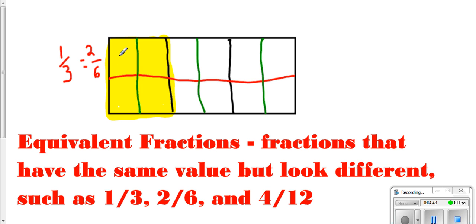Alright, so now let's count the number of parts it would take to make the whole thing. I have 1, 2, 3, 4, 5, 6, 7, 8, 9, 10, 11, 12. So I have 12 parts that make up the whole. And I have 1, 2, 3, 4 of them shaded. So again, you can see that 4/12. I didn't change how much I had shaded in the actual area. I just changed the size of the parts and the number of parts there are. So you can see that 1/3, 2/6, and 4/12 are equivalent fractions.